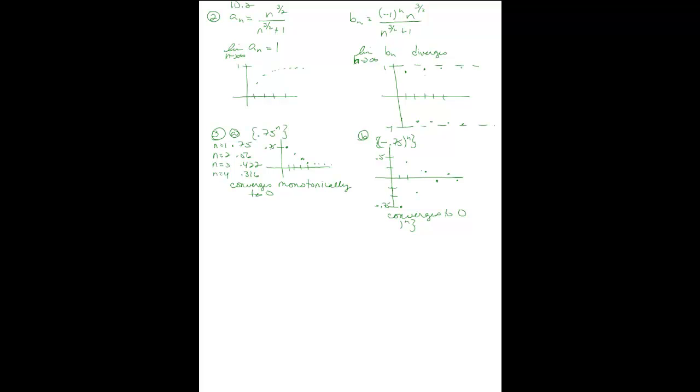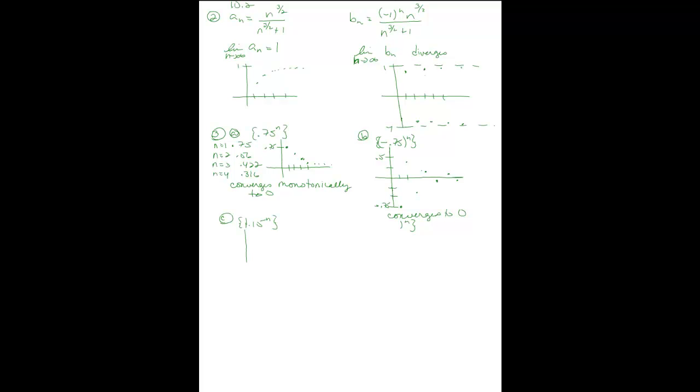Because both sides are going to the same place. And it's not monotonic because it is doing it from opposite sides, back and forth, back and forth, back and forth. Okay, part C wants us to look at 1.15 to the n.